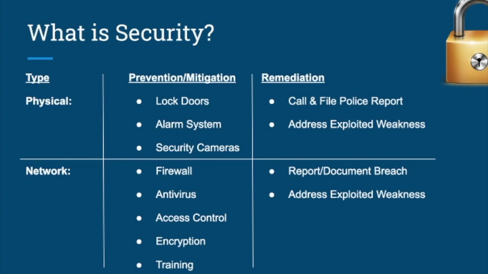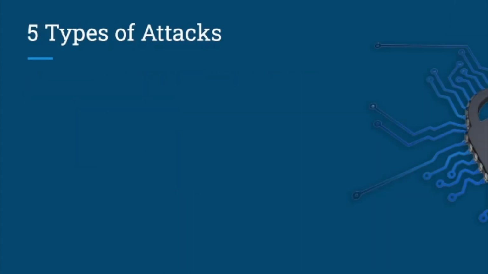It's no different in the computer security realm. We're going to utilize equipment like firewalls, software like antivirus, use access control, encryption, and training like this to try to prevent any occurrences. And then if something does happen, we're going to report and document it, and once again, address whatever was exploited. Next, I want to briefly introduce the 5 different areas of attack.